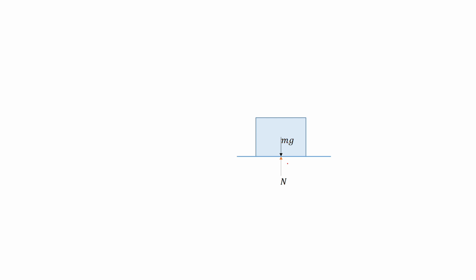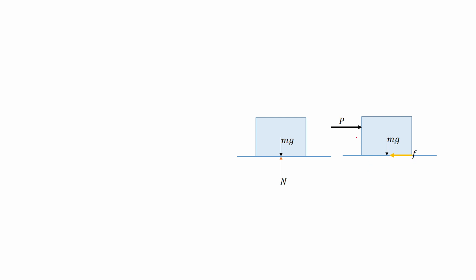Now let us take a case when a force P is applied on this block. The weight of this block mg is in vertically downward direction, and P is applied in horizontal leftward direction. To balance this force there must be a frictional force, and I am assuming this block to be in equilibrium, so it will be a self-adjusting force, so that P equals F.